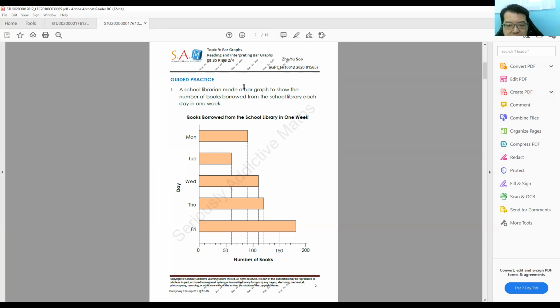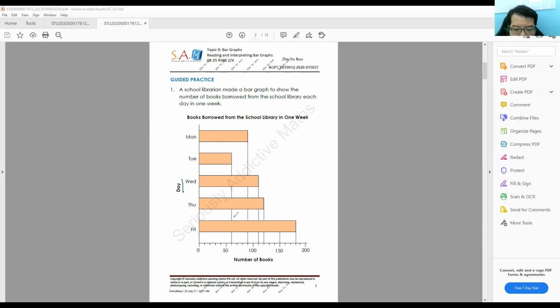So let's take a look at this question here. A school librarian made a bar graph to show the number of books borrowed from the school library each day in 1 week. Okay, so you have number of books, right? Here you have books borrowed from the library. That's the title. Okay, books borrowed from library, in 1 week. Okay, and then you have the different days: Monday, Tuesday, Wednesday, Thursday, Friday. Okay, Saturday, Sundays, the school library is not open. And the scale, right, shows the actual numbers.